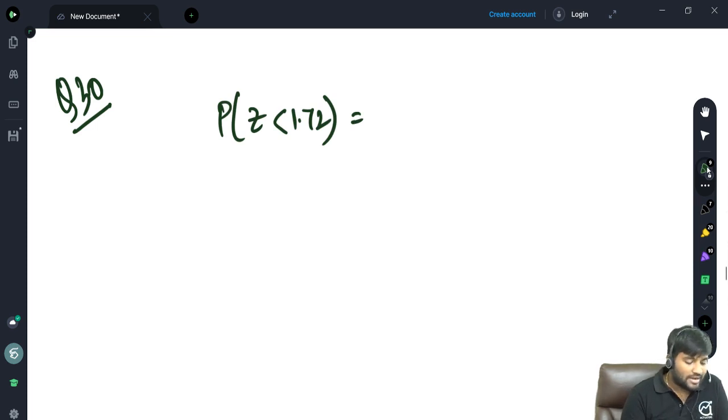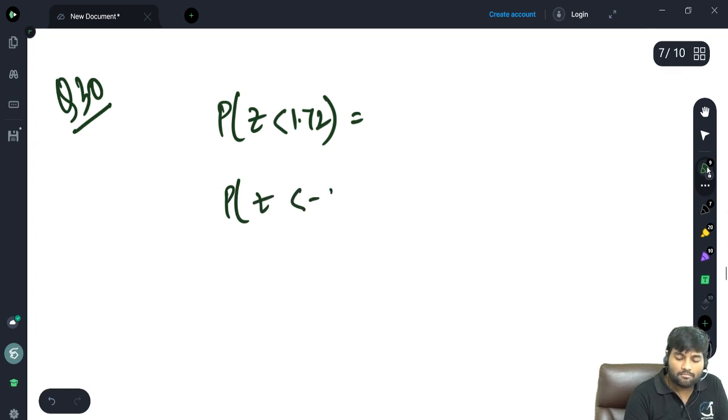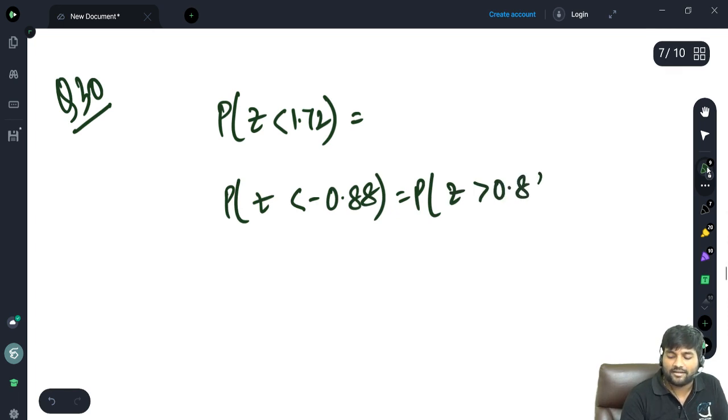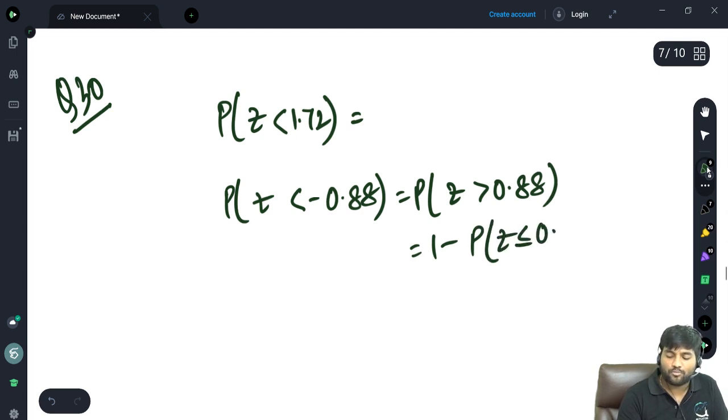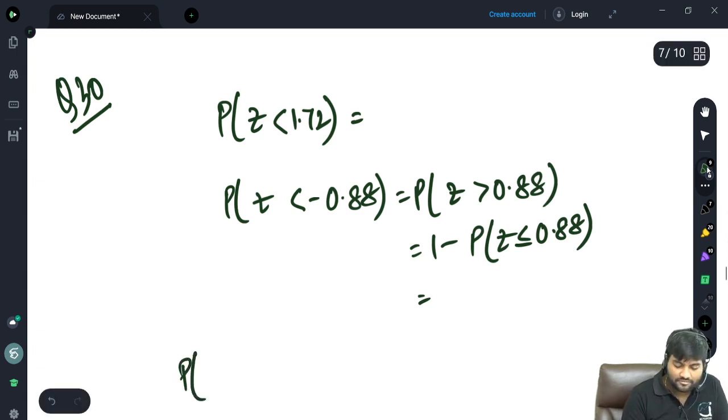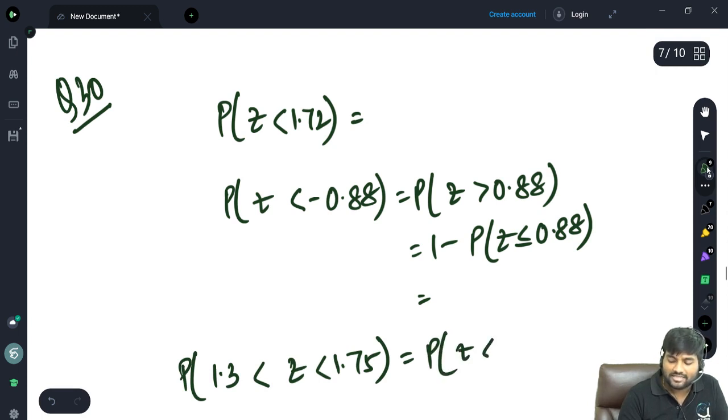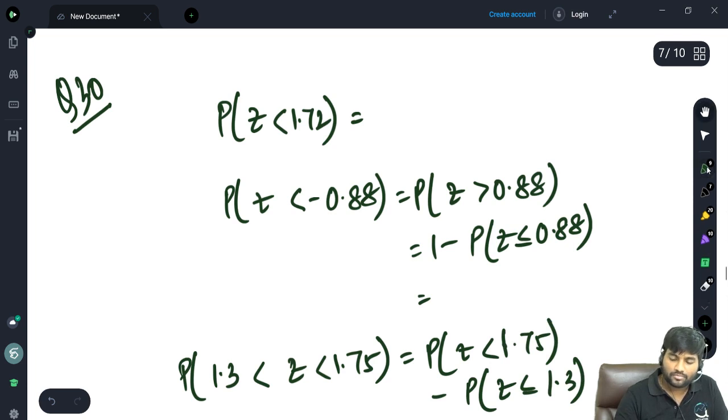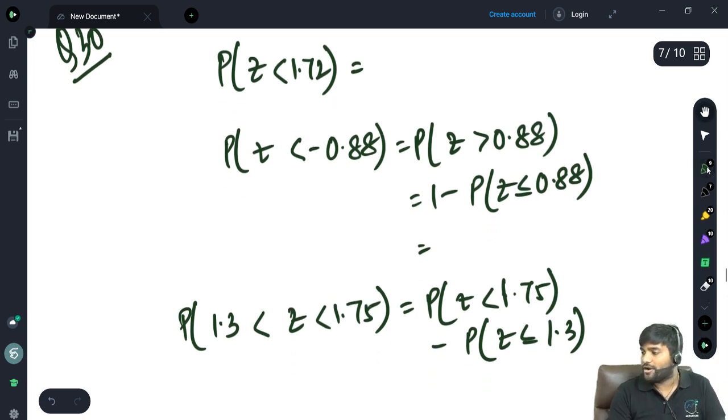Less than minus 0.88. So this will be probability Z is greater than 0.88. So this is 1 minus probability Z is less than or equal to 0.88. Between 1.3 and 1.75: this is probability Z is less than 1.75 minus probability Z is less than or equal to 1.3. Did you all get the answer of question number 30?